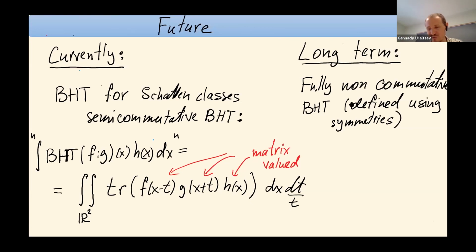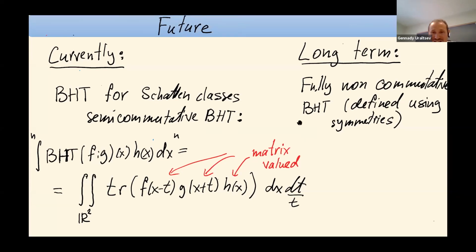Already Calderon-Zygmund theory seems almost beyond reach. There has been some progress, but we surely do not understand everything yet. At least I don't understand anything based on the things that I tried to read. So the question is, how do you even do BHT? How do you go beyond?